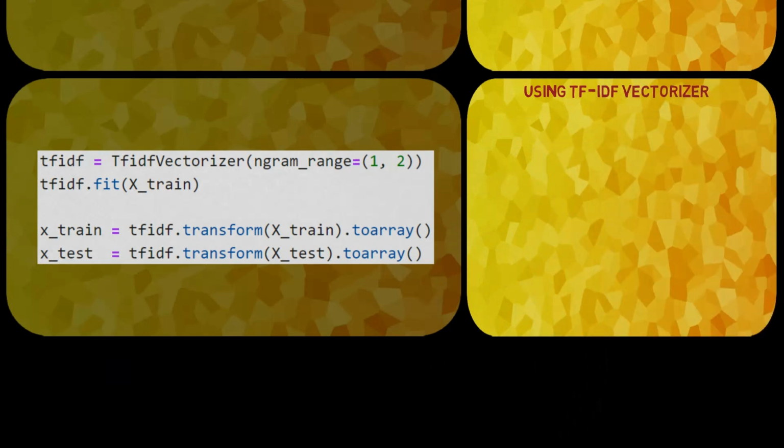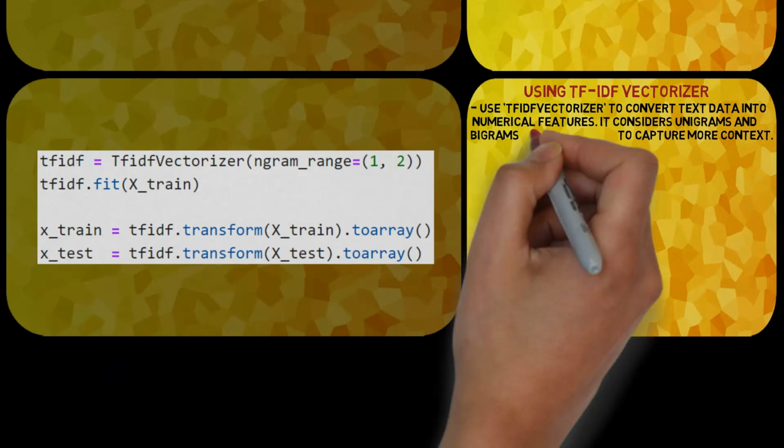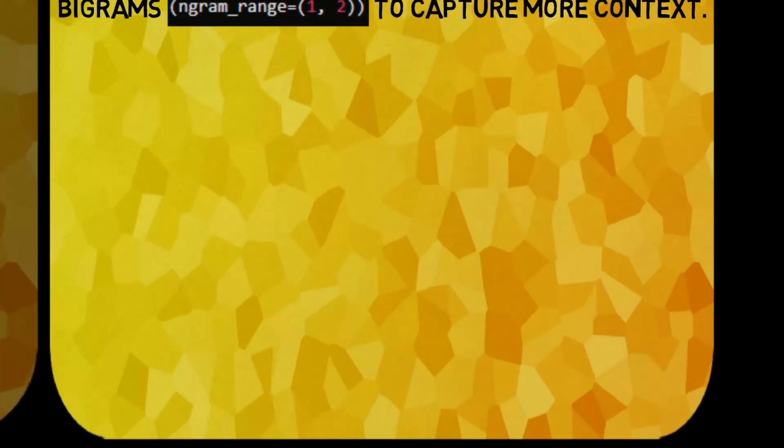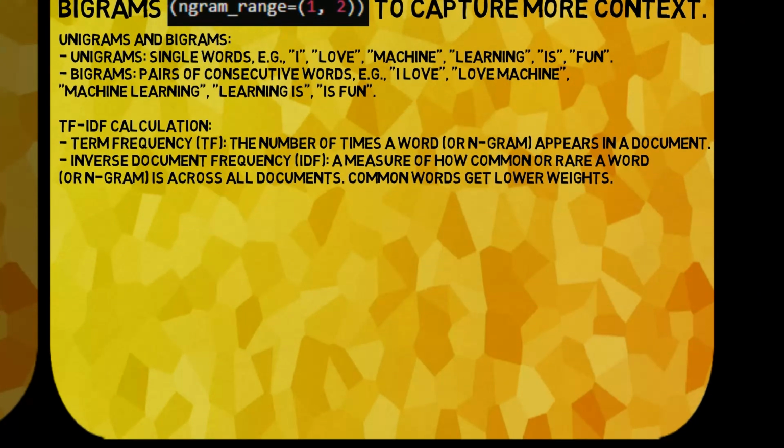Using TF-IDF Vectorizer. Use TF-IDF Vectorizer to convert text data into numerical features. It considers unigrams and bigrams to capture more context. Unigrams and bigrams. Unigrams, single words: I, love, machine, learning, is, fun. Bigrams, pairs of consecutive words: I love, love machine, machine learning, learning is, is fun.